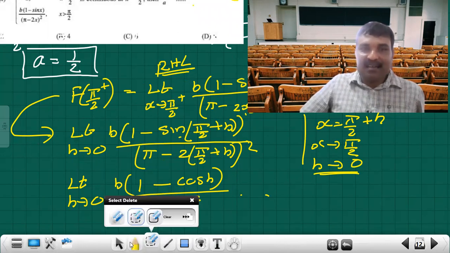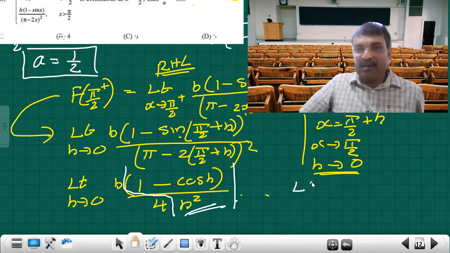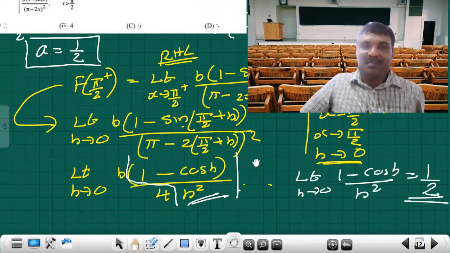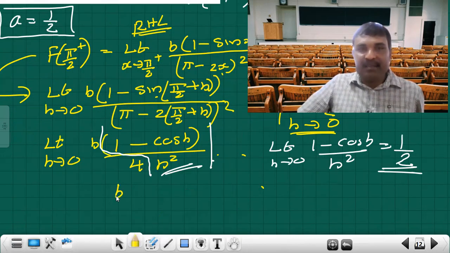So this is a standard limit, 1 minus cos h by h square. We know the limit as h tends to 0 of 1 minus cos h by h square has the value 1 by 2. So what is our right hand limit? It is b divided by 4 into 2, that is b by 8.